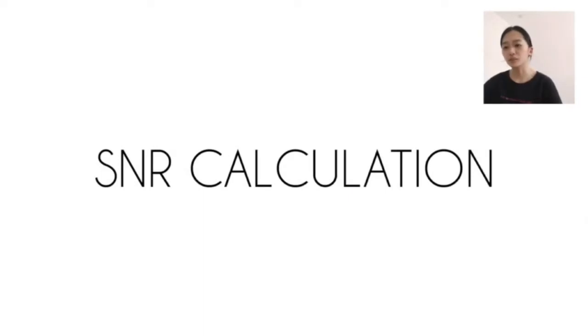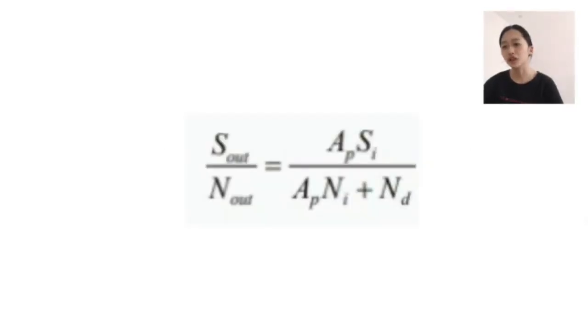Selamat sejahtera Doctor, my matric number is CE200003. I'm going to continue the presentation on how to calculate the SNR value for this problem. Theoretically, the formula for calculating SNR is A_P S_I over A_P N_I plus N_D, where A_P is the gain of the amplifier, S_I is the signal power of the input, N_I is the noise power of the input, and N_D is the internal noise.